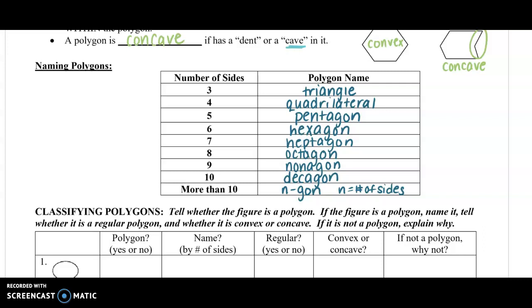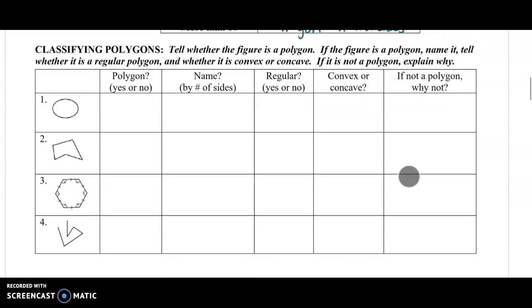Okay? So now let's look at classifying polygons. For these 4 problems, we're going to first tell whether the figure is a polygon. If it is, we're going to name it by its number of sides, figure out if it's regular, and then identify if it's convex or concave. If it's not a polygon, we'll explain why.